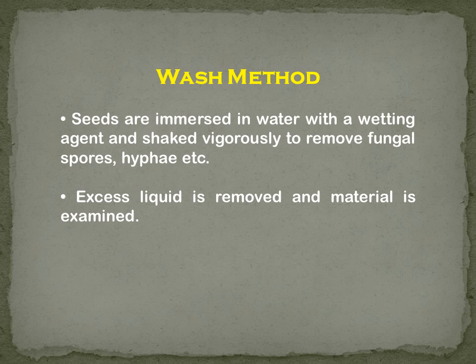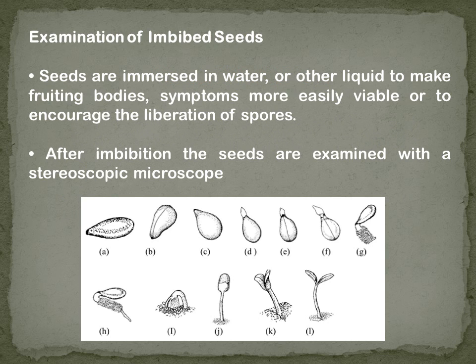Now the wash method. Seeds are immersed in water with a wetting agent and shaken vigorously to remove fungal spores and hyphae. The excess liquid is removed and the material is examined. Based on that you can test it and finally classify.